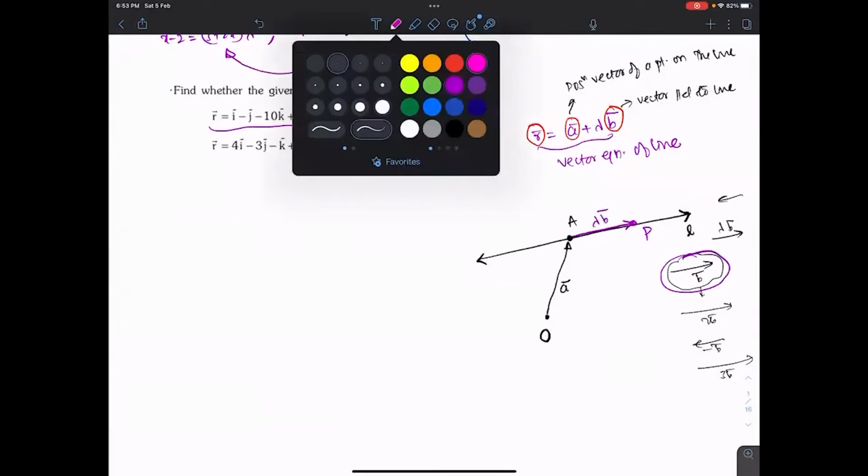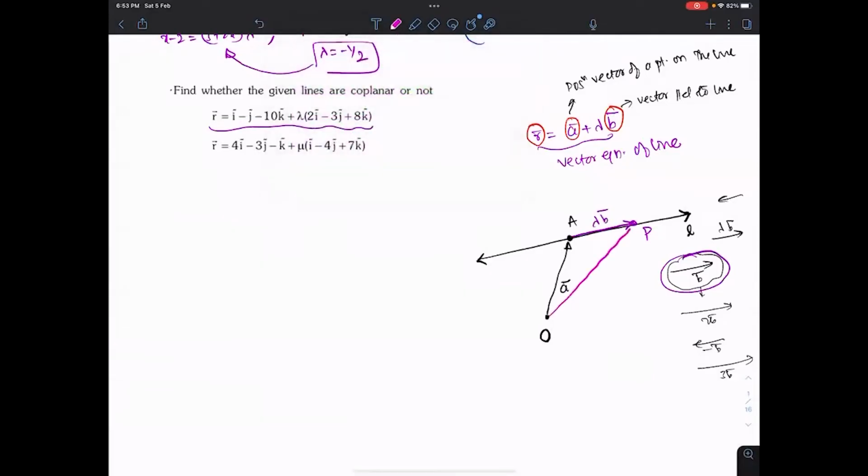Now, if I ask you, what is the position vector of the point P? Use the triangular law of addition. You will get A bar plus lambda times B bar. Agreed? If you change lambda, then you will get different points on the line. So what is A bar plus lambda B bar? Understanding it is very important. That is R bar, the position vector of any general point on the line.